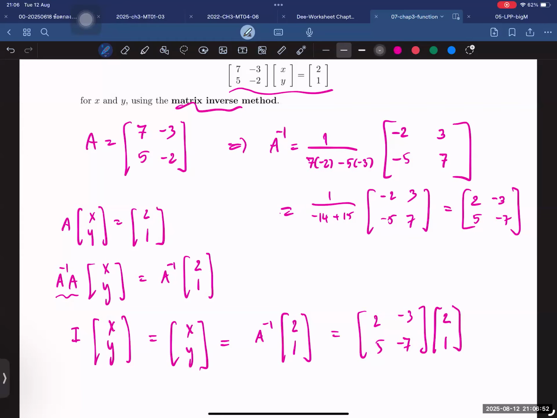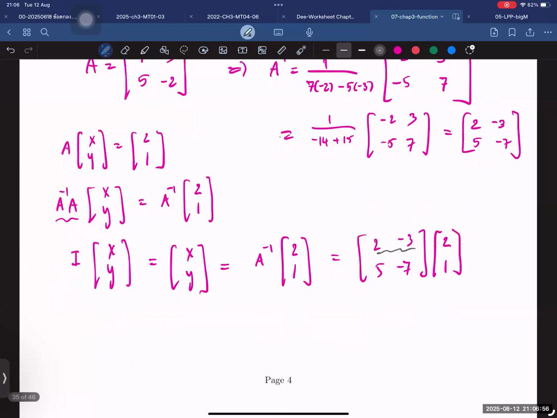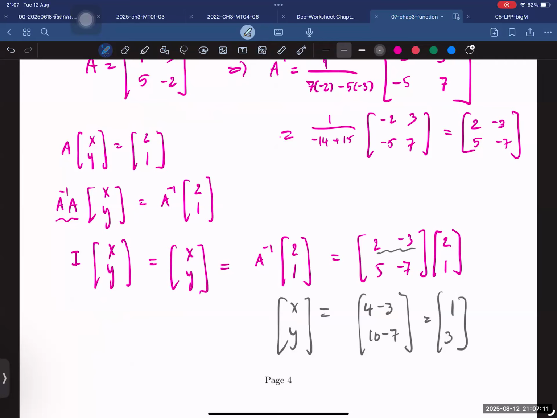Then you just perform matrix operation. Okay, so we got 4 minus 3. Second one, we got 10 minus 7. So that is 1 and 3. So the x and y would be 1 and 3.